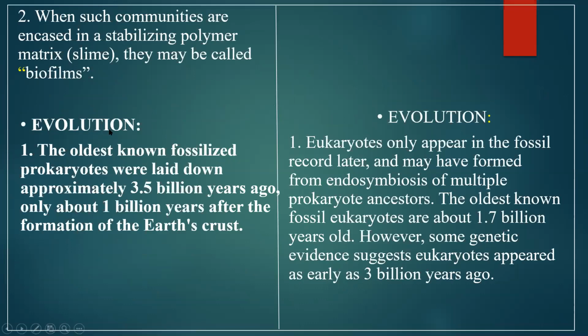But in evolutionary terms, the oldest known fossil of prokaryotes is approximately 3.5 billion years old, only about 1 billion years after the formation of the earth's crust. The first organism on earth is prokaryotic. While eukaryotes appear in the fossil record later than prokaryotic ancestors, and the oldest fossil of eukaryotes is about 1.7 billion years old. Okay, this suggests that prokaryotes evolved first.